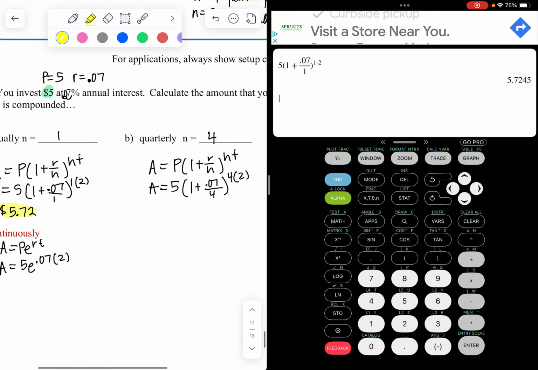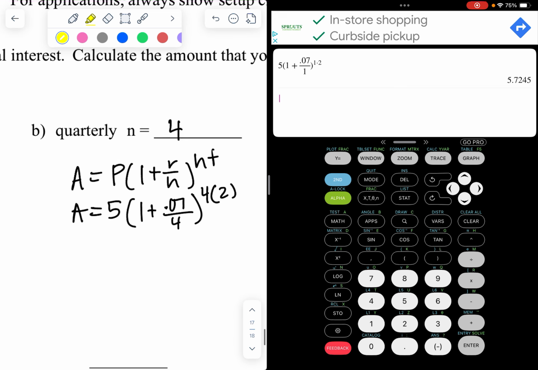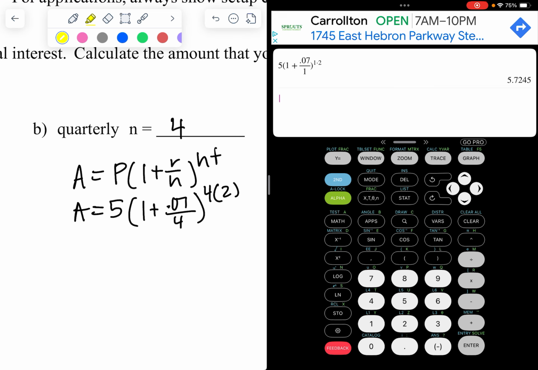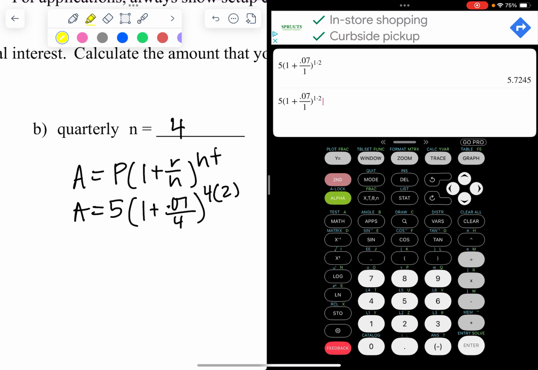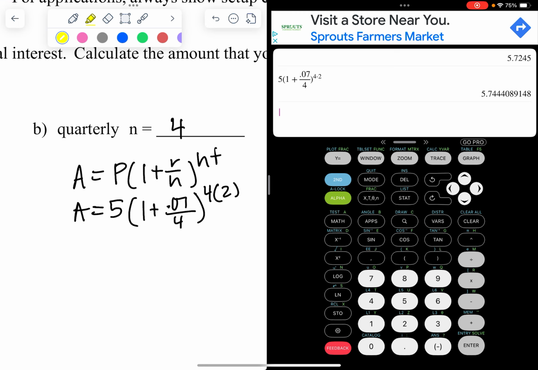Okay, for this next one, we just need to change the 1 to a 4. And so if you want to, I think you can press second enter. It will re-enter your last entry, and you just can change some numbers. So we just need to change the n value. And so I am going to delete and change those 1s to a 4. And so we get $5.74.